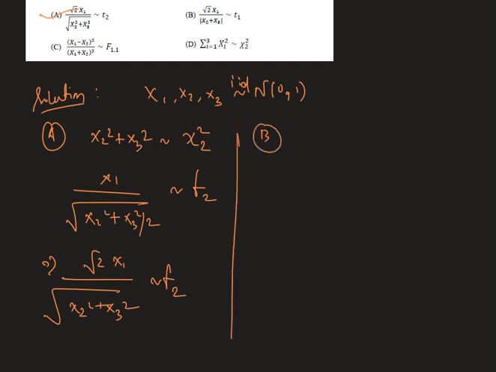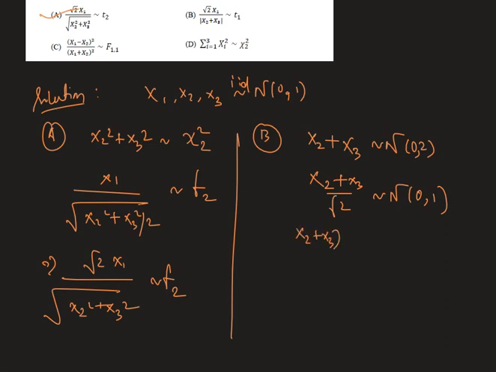Now let's check the next option. Now let us define a random variable X2 plus X3 which is nothing but normal 0, 2. Therefore we can write X2 plus X3 divided by root over 2 is normal 0, 1. Now X2 plus X3 whole square divided by 2 is chi-square with degrees of freedom 1.